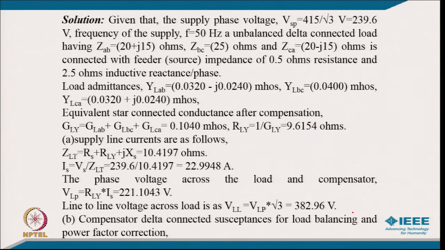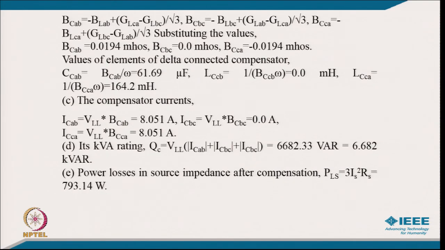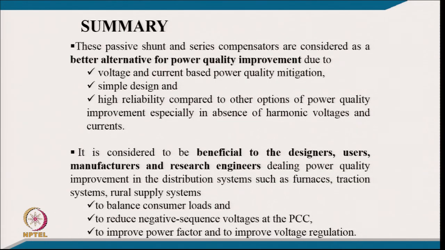For the delta-connected compensator susceptance for load balancing, putting in these values we get the capacitance across AB as 61.69, and across CA and BC we get 0 millihenry, as there is no need, and another compensator of 164.2 millihenry. We get the compensator current and kVAR rating, the absolute value of the compensator, and the line voltage. So we get 6.82 kVAR, and the power loss in the source impedance from 3 I_SC squared R_S comes to 93.14 watt.